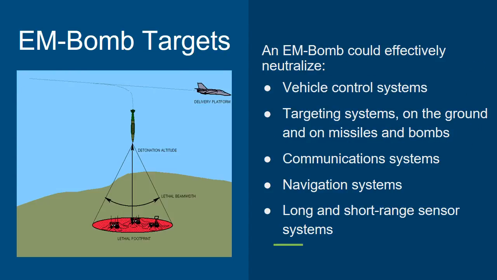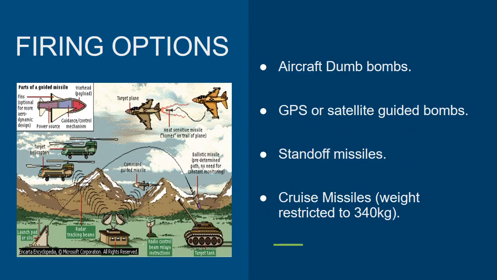Now some EM bomb targets. An EM bomb could effectively neutralize vehicle control systems, targeting systems, communication systems, navigation systems, and long and short range sensor systems. Some of the various firing options are aircraft dumb bombs, GPS or satellite guided bombs, standoff missiles, and cruise missiles.